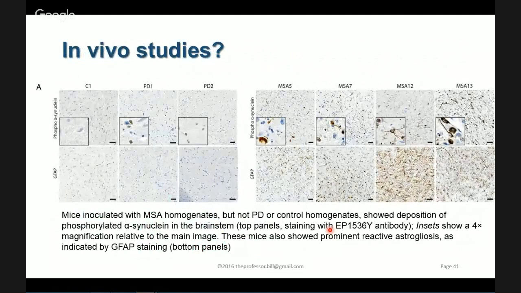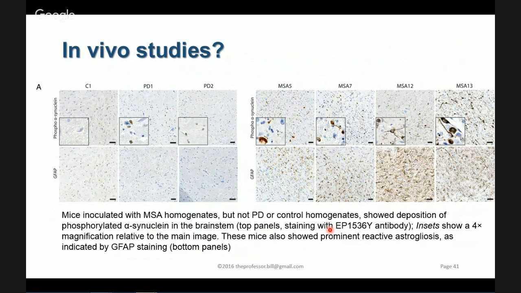So again, all of these MSA-only homogenates, not the Parkinson's disease homogenates or control homogenates, also showed depositions similar to the ones that you see here for phosphorylated alpha-synuclein in mice, particularly within the brainstem when they go back and do antibody staining. And again, we won't worry about the astrogliosis, which is very, very common. When cells die and when cells are injured, we typically see a glial response.